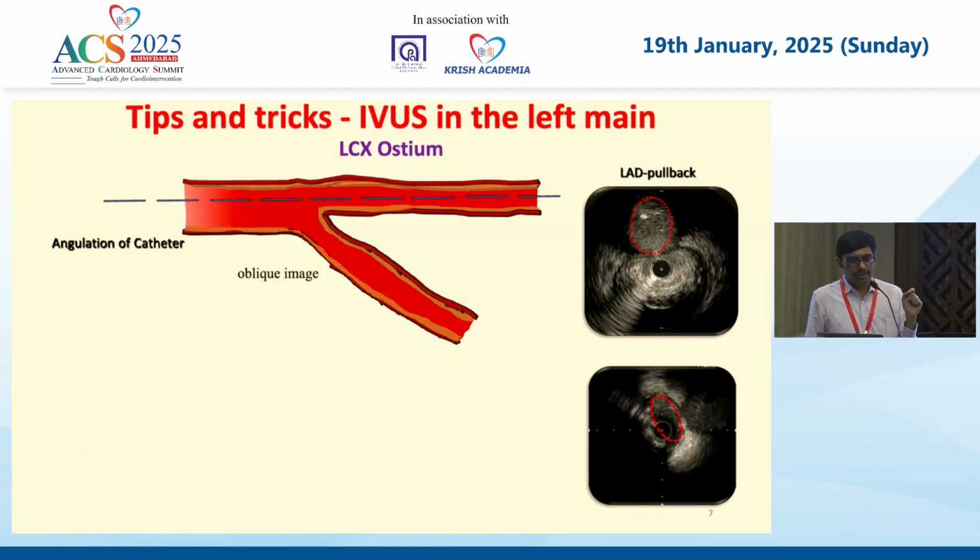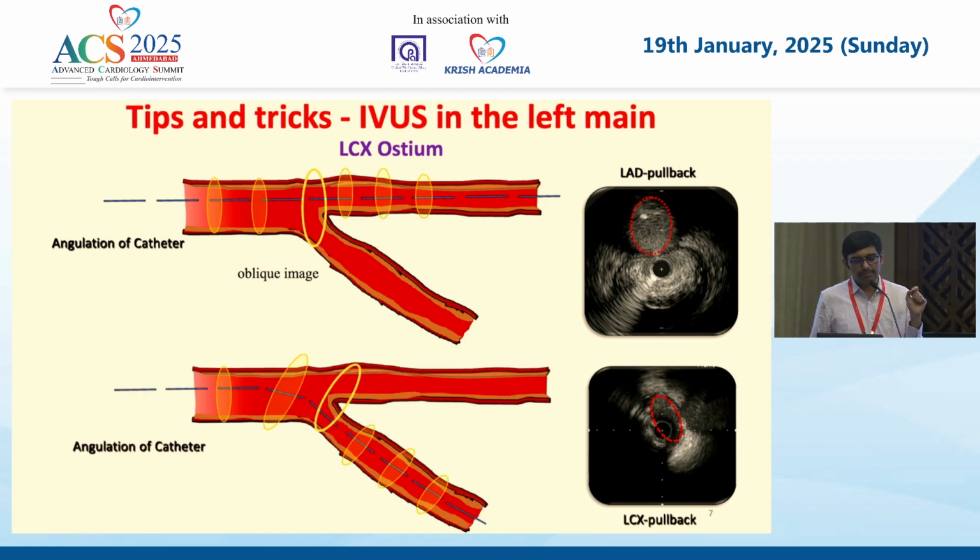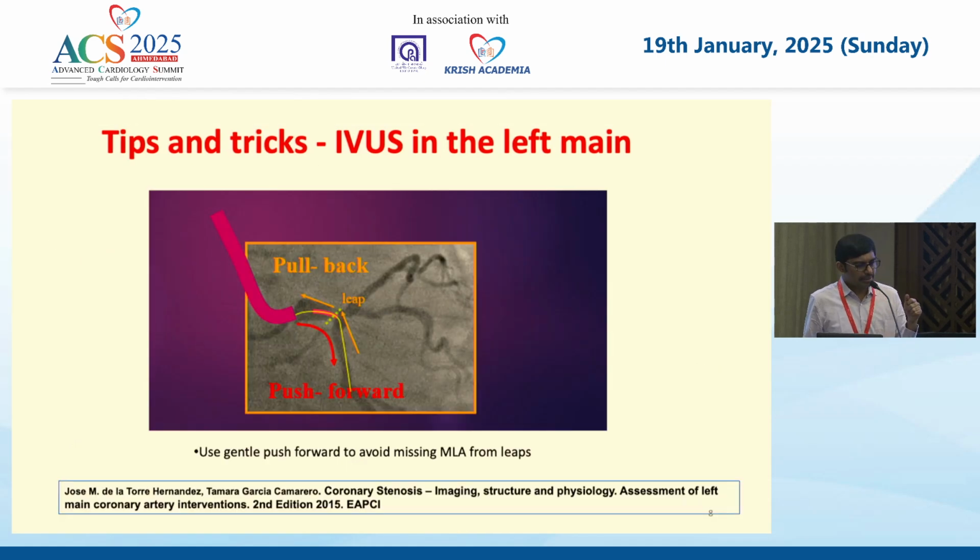And if you want to image your side branch ostium, that is again the LCX, it is very important to do your size estimation from the side branch rather than from the main vessel, where that oblique imaging happens. And particularly when you use Volcano type of catheters in an angulated branch, there is a phenomenon called a leap. The catheter jumps when you come from the angulated branch to the main vessel. So it is important to always use a push forward technique to acquire images, particularly in the angulation, so as not to miss the MLA in that place.